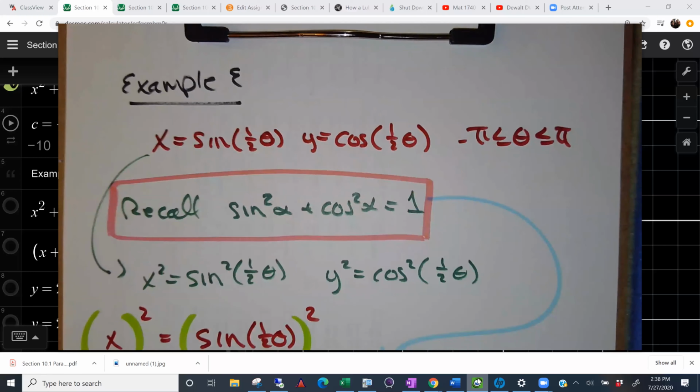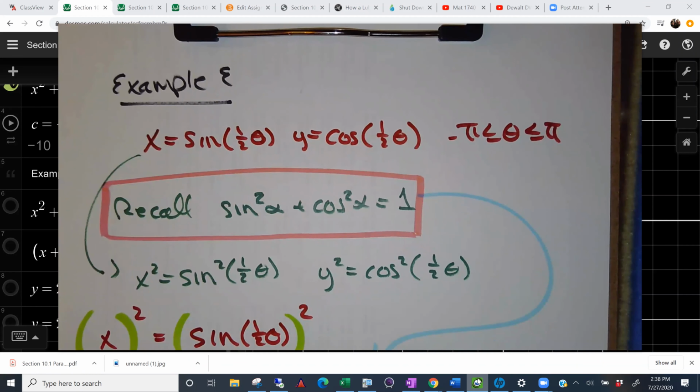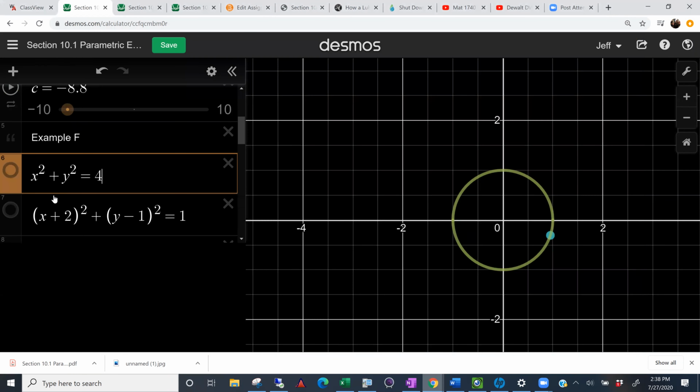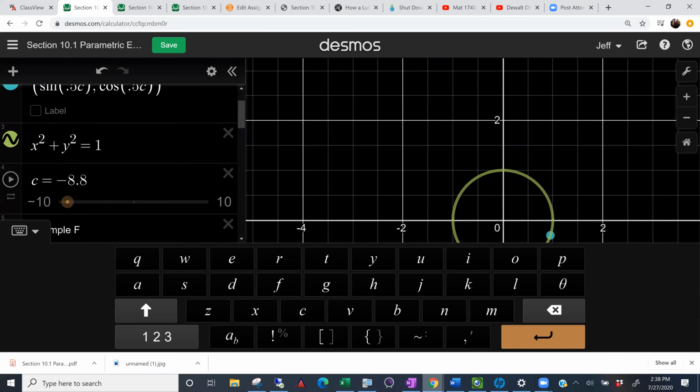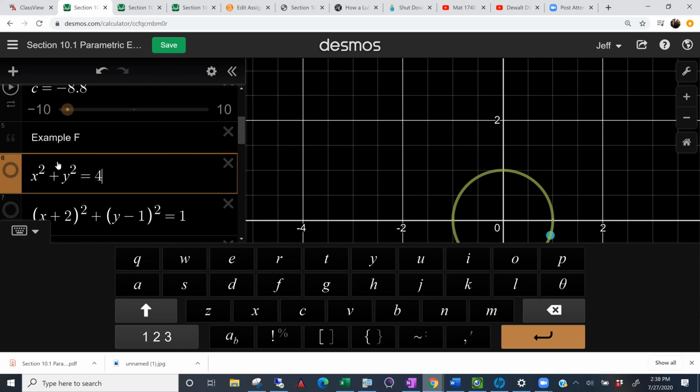So then what does it do? Does it trace out the whole graph? If so, in what direction? Let's take a look. So this is doing it the fancy way. You can do it the manual way. Let me take a look at the manual way first and see what that would entail.